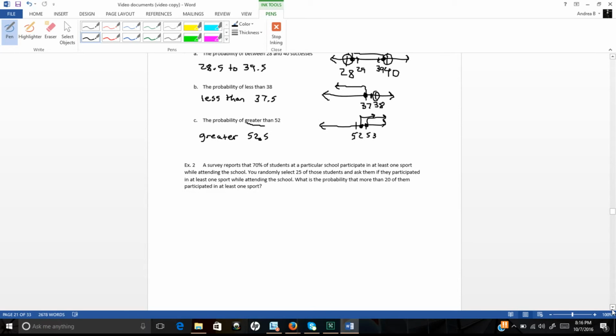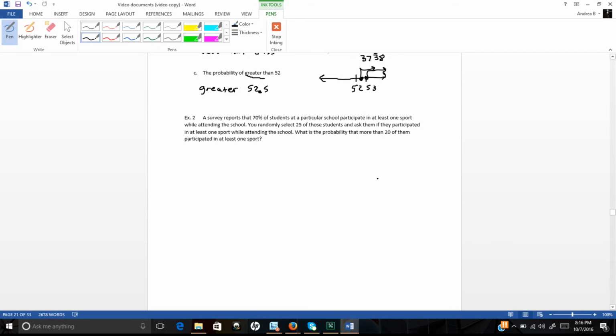Example 2 here is going through how we can use this type of thing. So here we have a survey reports 70% of students in a particular school participated in at least one sport while attending the school. You randomly select 25 of those students and ask them if they participated in at least one sport while attending school.